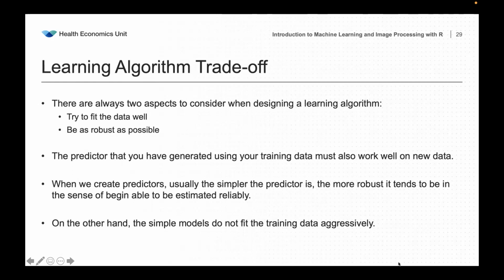The very first thing you have to consider is to try to fit your data very well. Very well means not too tightly, not too loose. When I say tightly and loose, I mean the decision boundary of your algorithm. It should be as robust as possible. Robust also means reproducible.